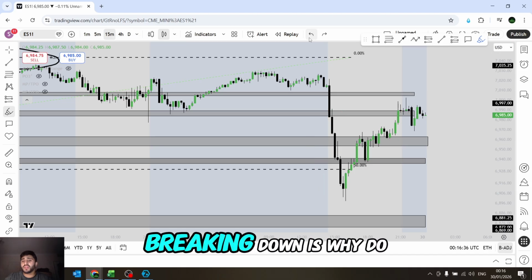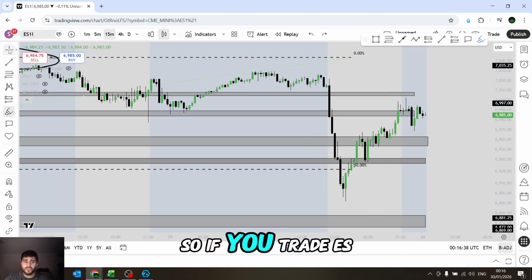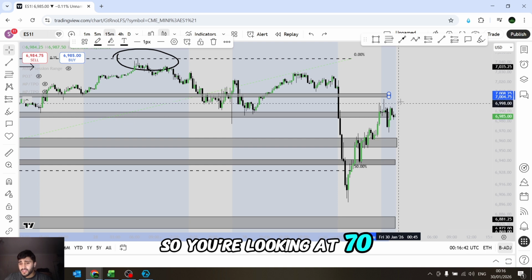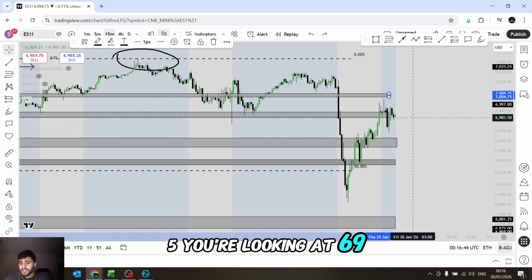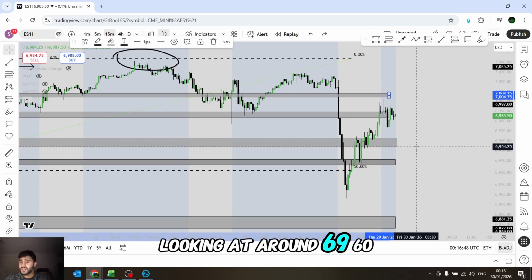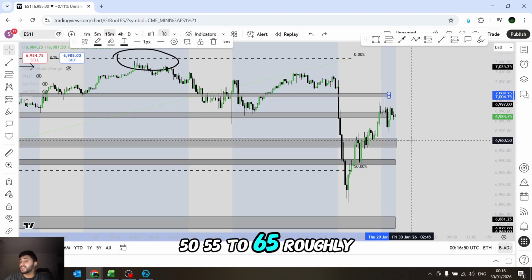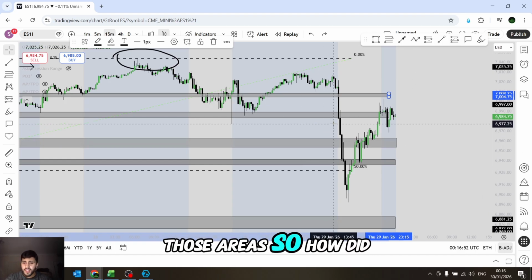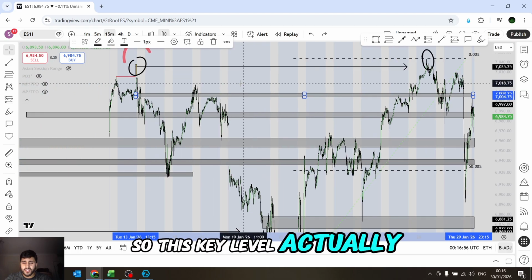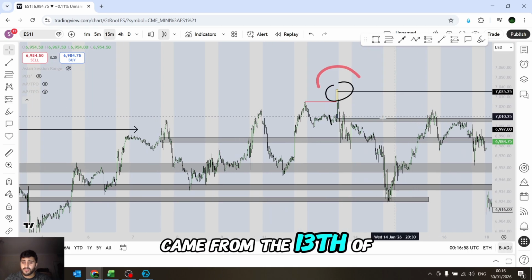So what I'm going to be breaking down is, why do I have these levels? If you trade ES futures, these are the levels you need, right? You're looking at 70.05, you're looking at 69.83, 84, and then you're looking at around 69.50, 55 to 65, roughly those areas. So how did I get this key level? This key level actually came from the 13th of January.